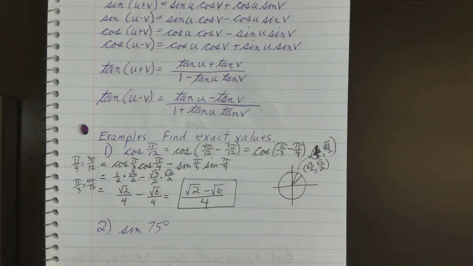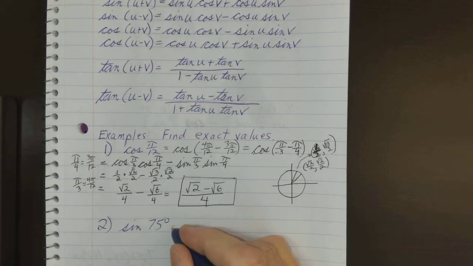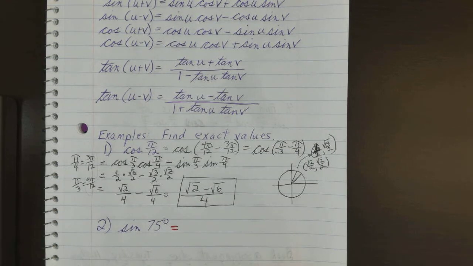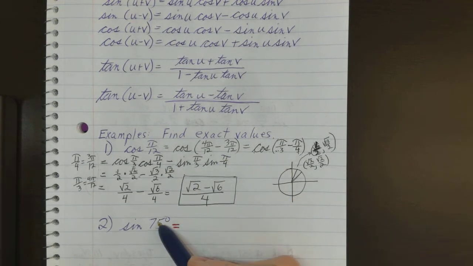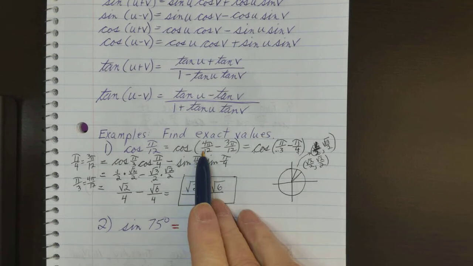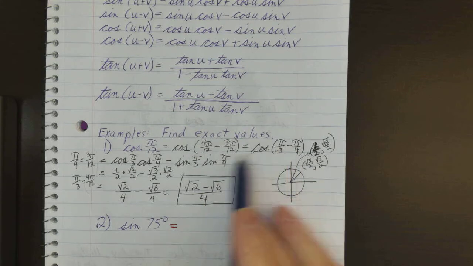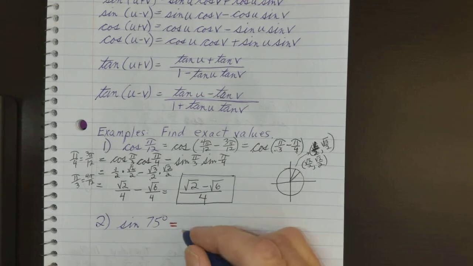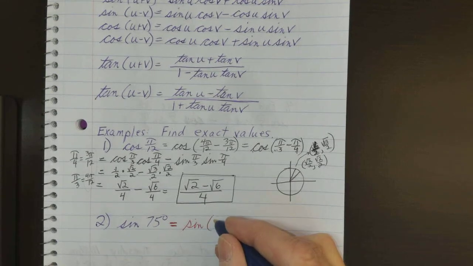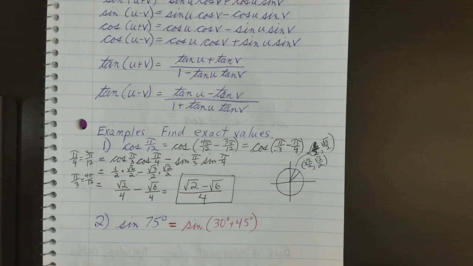All right, second example is sine of 75 degrees. I think I want to use addition on this one. And the goal is, and this is in degrees, use values that are on the unit circle that will give you this with addition or subtraction. Now, the thing that hits me is 30 degrees and 45 degrees for the sine of 75. And that adds up like we want it to.